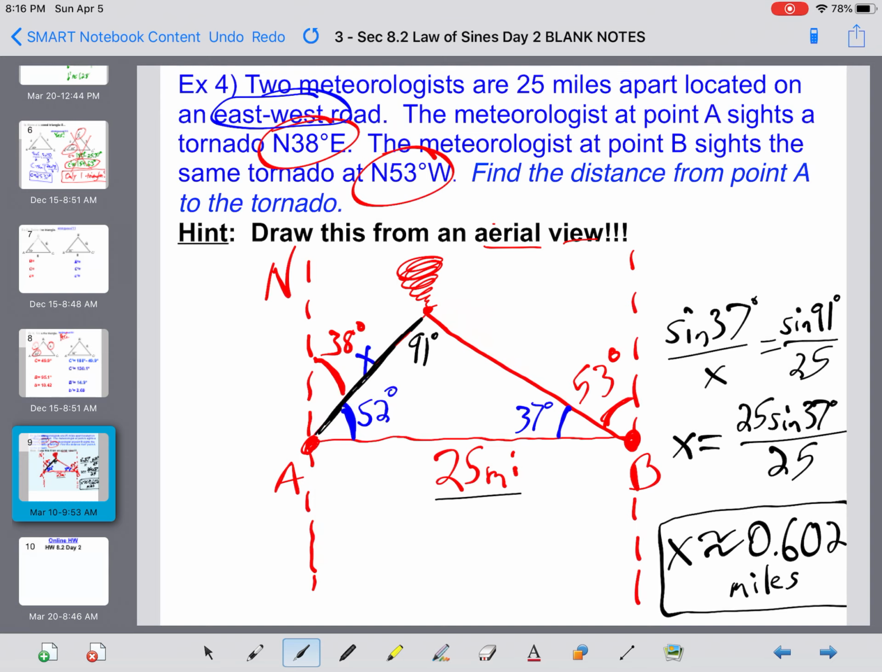Okay, so that's a good example of the setup, and then using law of sines to execute and solve the problem. Remember, only sine, cosine, and tangent, the SOHCAHTOA stuff, and Pythagorean theorem if you're given a right angle. This problem didn't have a right angle, so I have to use law of sines.